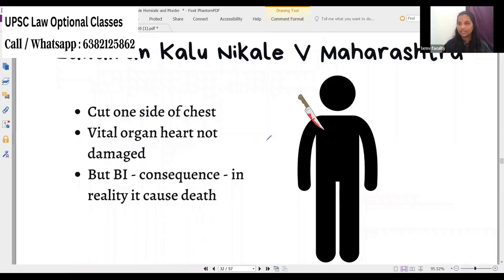Yeah, we have another case law. For every clause I'm trying to give two case laws. So the Lakshman Kallu Nikale case, you identify which clause it falls under. The accused has given a cut on one side of the chest. Luckily, it is not on the side of the heart, but he has given a very deep cut on the other side of the chest. There you have part of the lungs and major veins running, right? He has given a very deep cut in such a way that, in ordinary time, when he is left unattended, he is going to die. He also passed away. He's dead now.